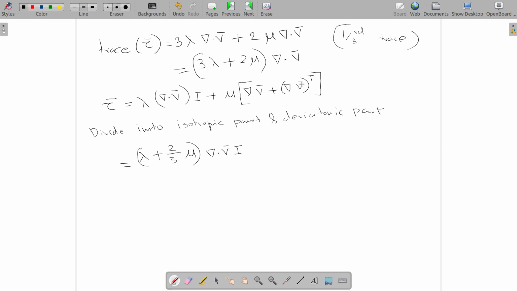Since that is added here, we have to subtract the same thing here to make the equation consistent. So this is equal to mu multiplied by del V plus del V transpose minus 2/3 del dot V. We are subtracting this to make sure that this addition is cancelled out. So this is the same equation, but we made a slight change. Same stress constitutive equation.